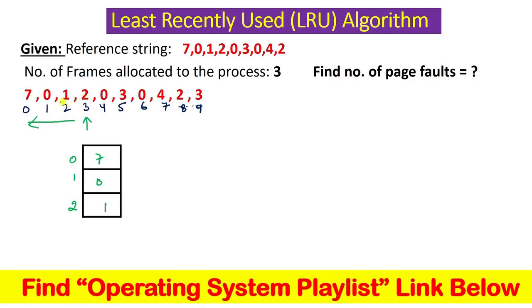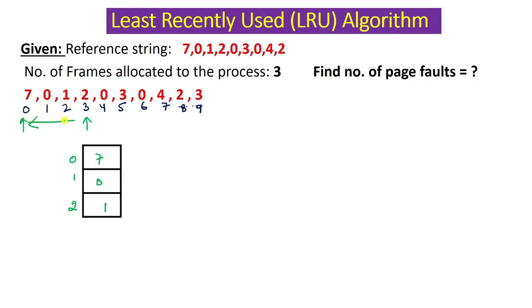So 2 says, just see 7 0 1, and 7 was accessed very much before 0 and 1. It was accessed very early in the recent past, but 0 and 1 were accessed just now. So 7 should be replaced, so you replace it with 2. And then we come to 0, it will not generate a page fault because it is already present.